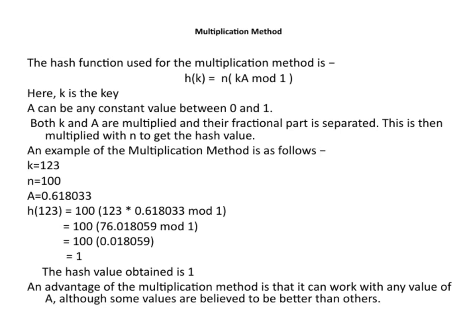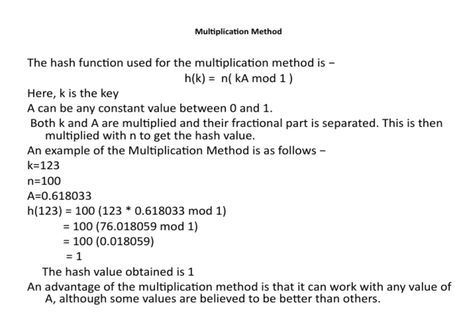Let's take a closer look at the hash function used in the multiplication method. It's written as h of k equals n times the fractional part of k times a. K represents the key we're hashing, and a is any constant between 0 and 1. The core idea is that we multiply the key k by this constant a, then extract just the fractional part of the result. This fractional part is then multiplied by n, which is typically the size of our hash table, to produce the hash value.